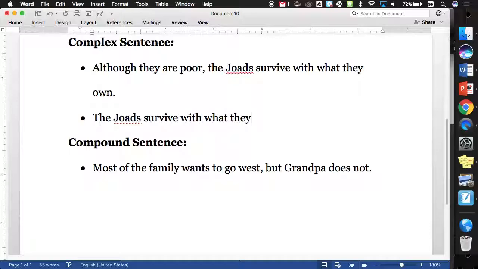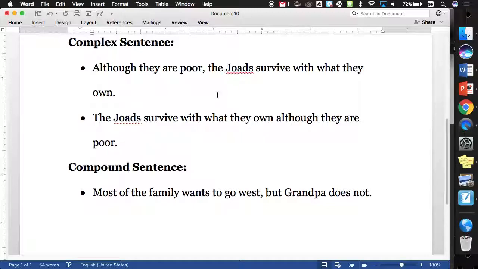with what they own, although, and it might not make a whole lot of sense, but I'm just going to do this anyway. Although they are poor. Still a complex sentence. I made a boo-boo when I wrote it. And don't worry about the use of although not quite being the appropriate term and all that stuff.